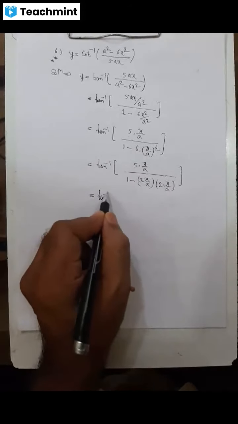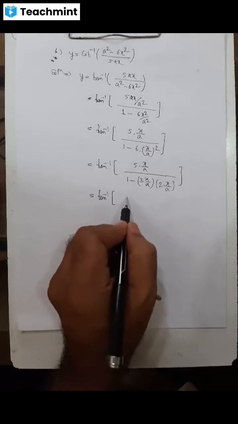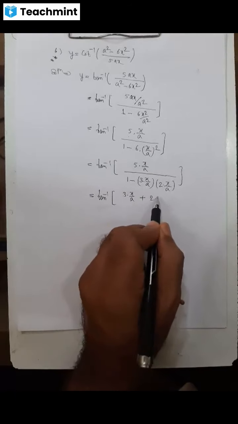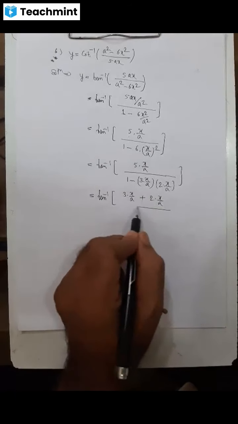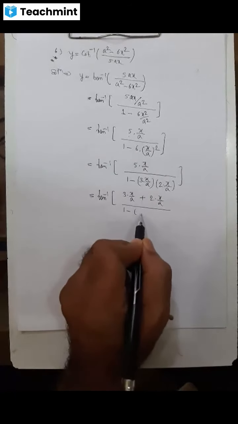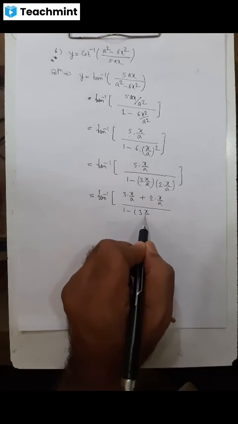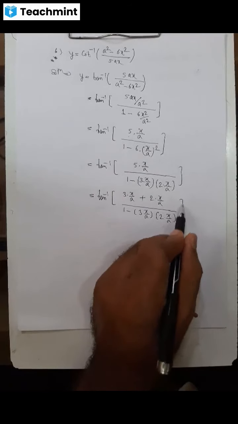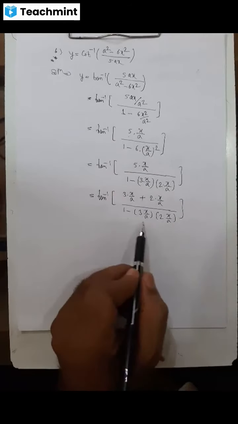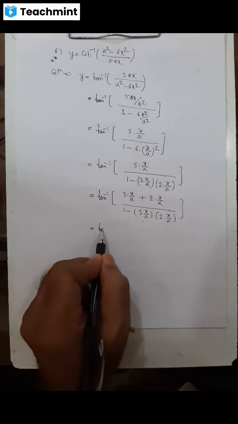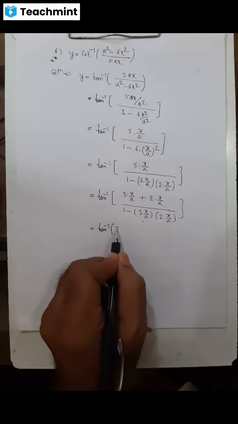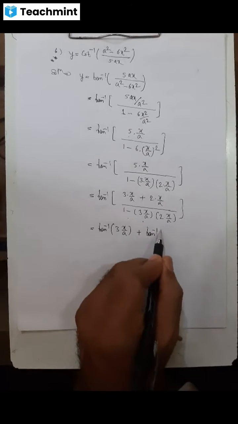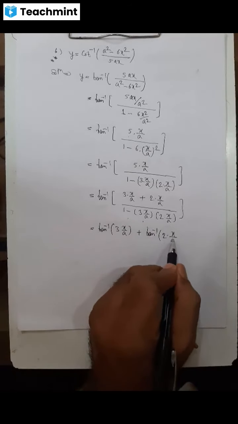Tan inverse, so 5 times x upon a is nothing but 3 times x upon a plus 2 times x upon a, that is the numerator, and the denominator the same, 1 minus 3 times x upon a into 2 times x upon a, and this is the formula. Tan inverse a plus b divided by 1 minus a into b. Now apply the formula. Tan inverse, here a means 3 times x upon a, plus tan inverse b means 2 times x upon a.